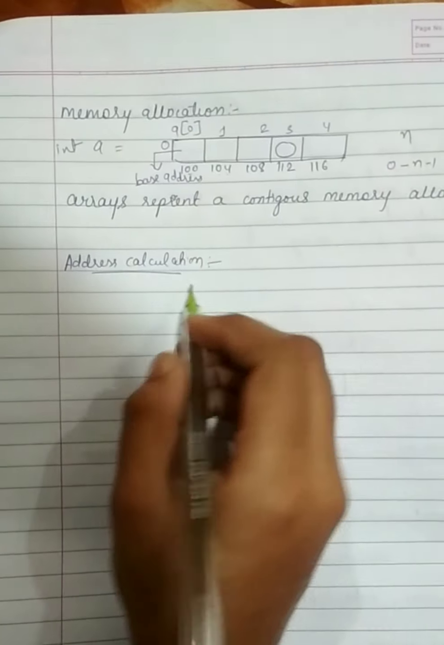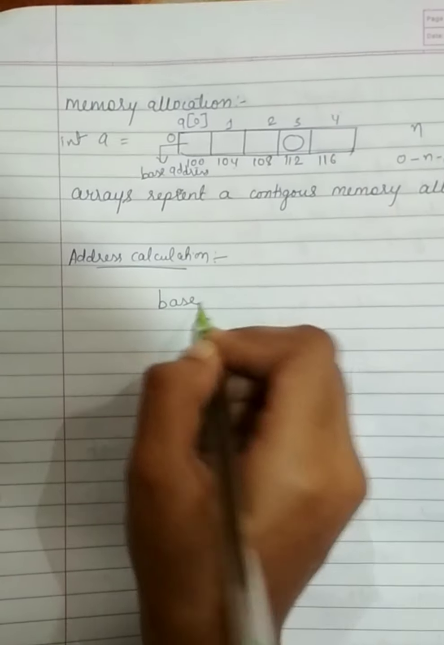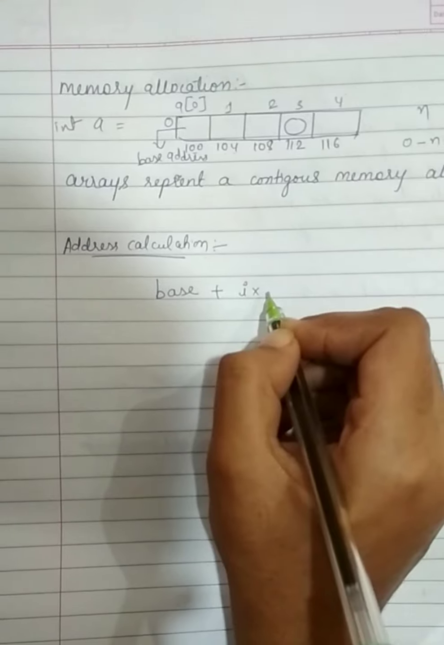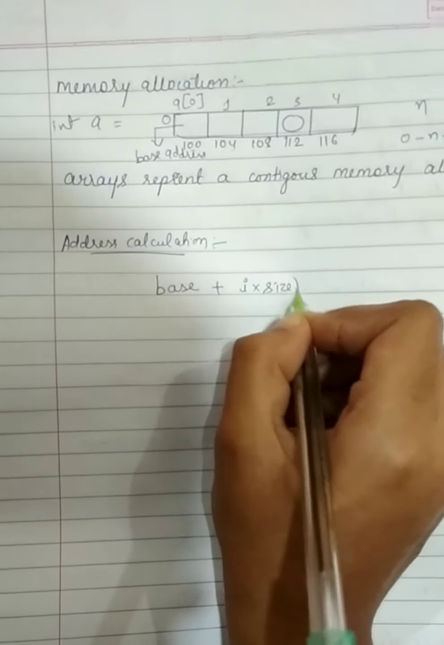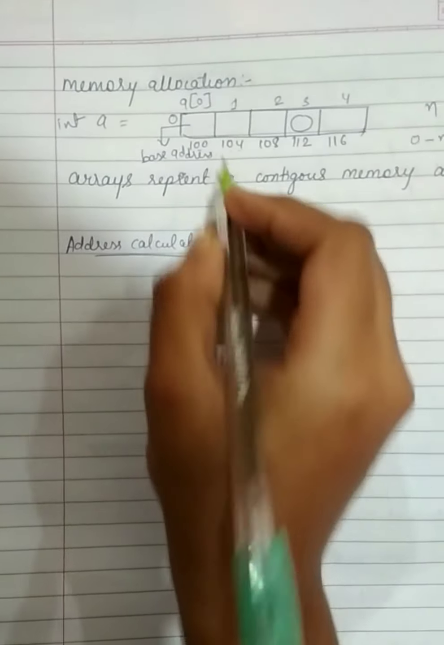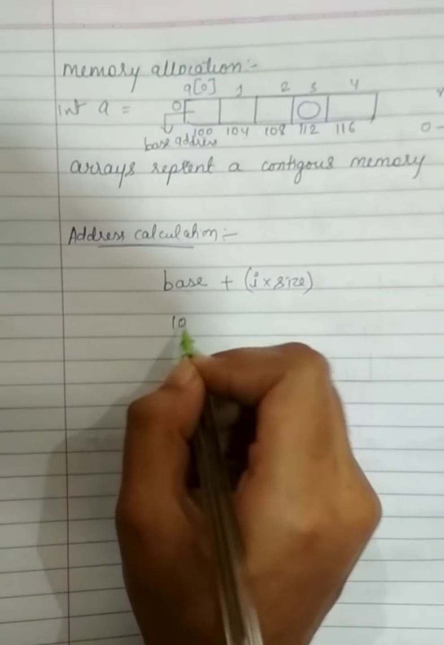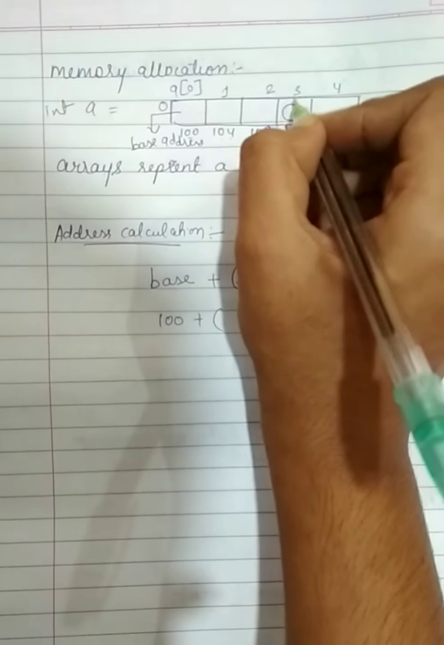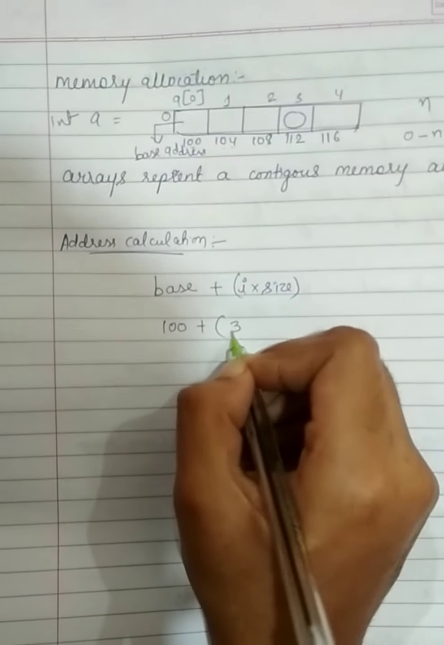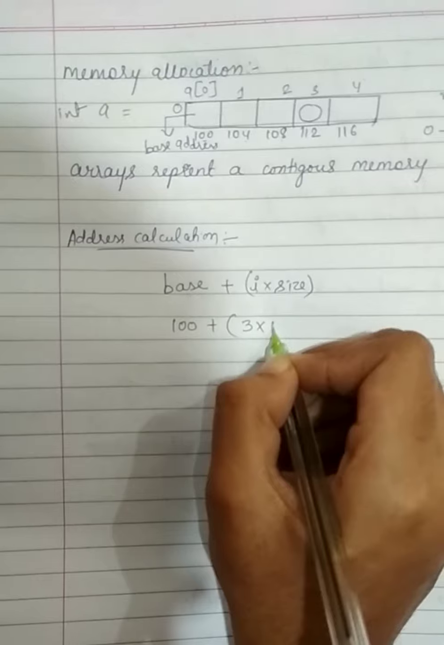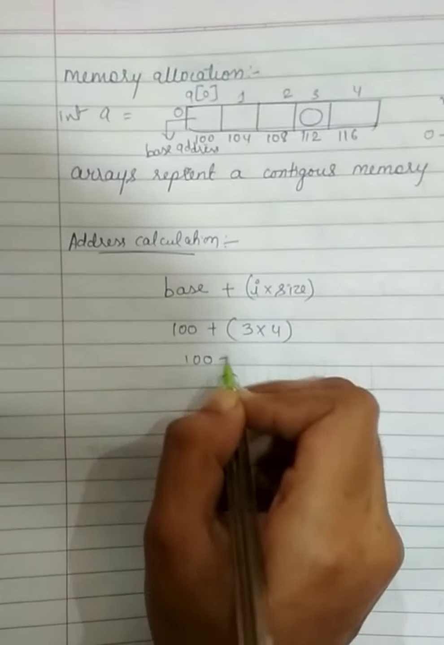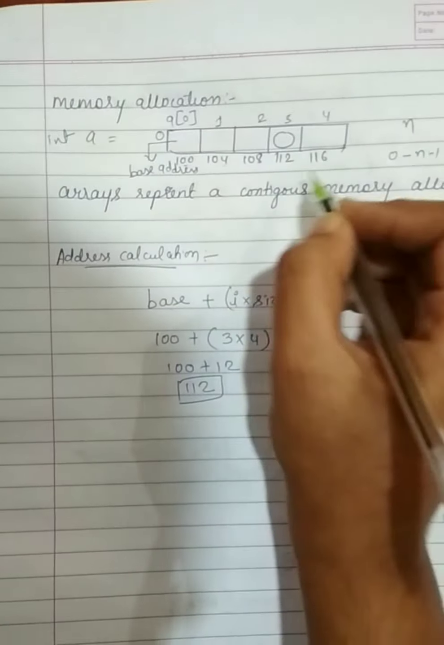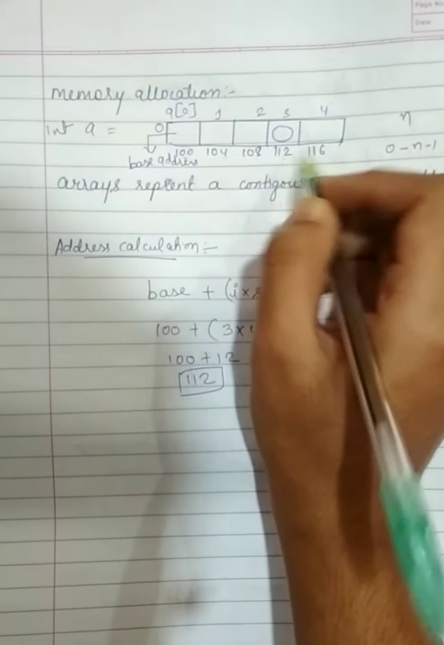So address calculation formula will be base plus I into size. So base is the base address. Here base address is what? 100. I is what? The index. Index is what? 3. So 3 into size of integer is what? 4. So 100 plus 3 into 4 means 12, 112. So 112 is the address of index 3.